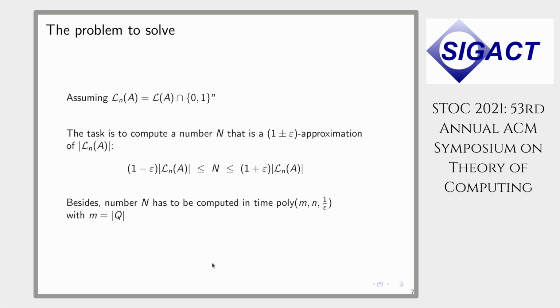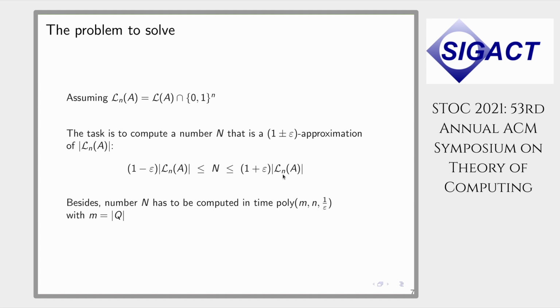So this is the problem that we want to solve, and I will be using this notation a lot. This L sub n of A is just the set of strings accepted by the non-deterministic finite automaton A of length n. And then the task is to compute a number N that is a 1 plus or minus epsilon approximation of this set, L sub n of A, which means in particular that N should be bounded from below by 1 minus epsilon times this quantity, and above by 1 plus epsilon times this quantity.